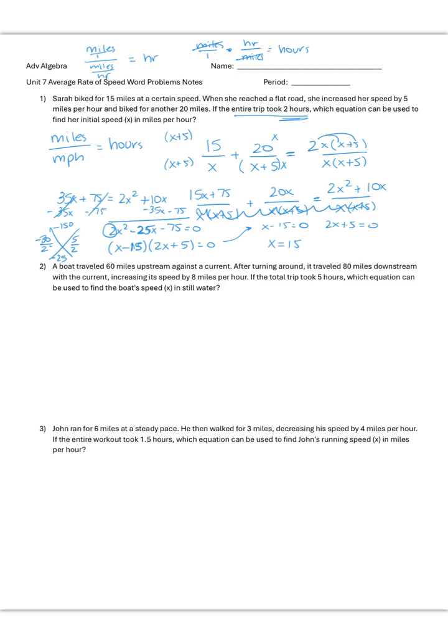And over here, I don't even have to figure anything out because as soon as I have to subtract by 5, I get a negative number. And remember, I'm solving for her initial speed, so I can't have a negative number. So her initial speed was 15 miles per hour. And that's pretty much all you're going to do for these.